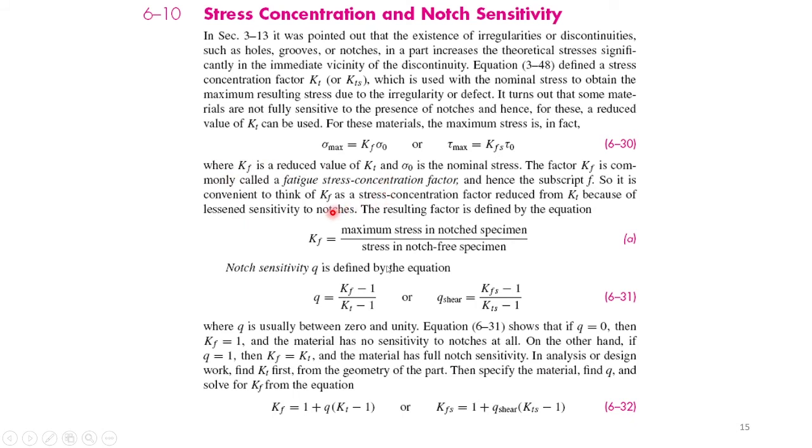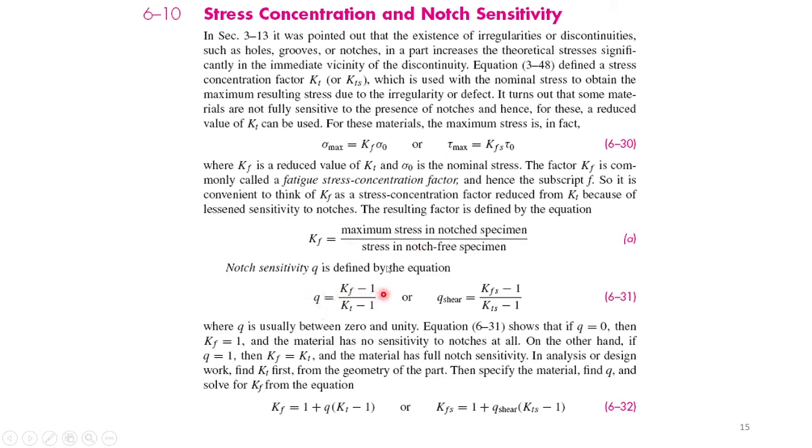طيب KF ده عبارة عن إيه بقى؟ This is the maximum stress in notched specimen على the stress in a notch free specimen. ده أقصى قيمة للإجهاد في عينة تحتوي على نوتش على قيمة الإجهاد على عينة مصنعة من نفس الخامة ولكن لا تحتوي على أي نوتش. خلاص؟ طيب من هنا طلعنا بارامتر جديد اسمه notch sensitivity small q.